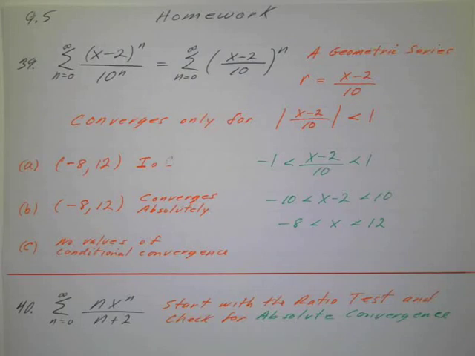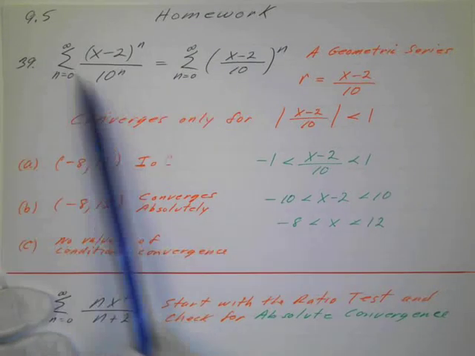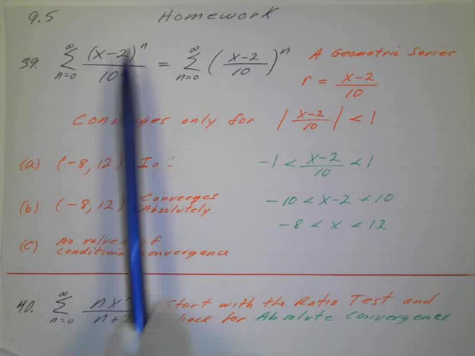Okay, some more problems from section 9.5, and this is number 39, and again we're checking for interval convergence and then absolute convergence and conditional convergence. And if we look at number 39, we take a look at this series, (x − 2)^n over 10^n.